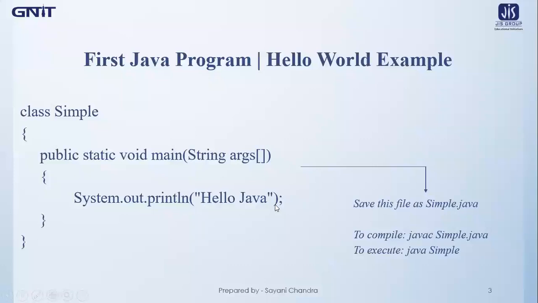System.out.println Hello Java. Now you have already learned in C language how to print something on screen, how to produce the output on screen. We used the printf function for that in C language, but in order to do the same thing in Java, we will be using System.out.println Hello Java. Now let's learn what the things in this statement are, one by one.